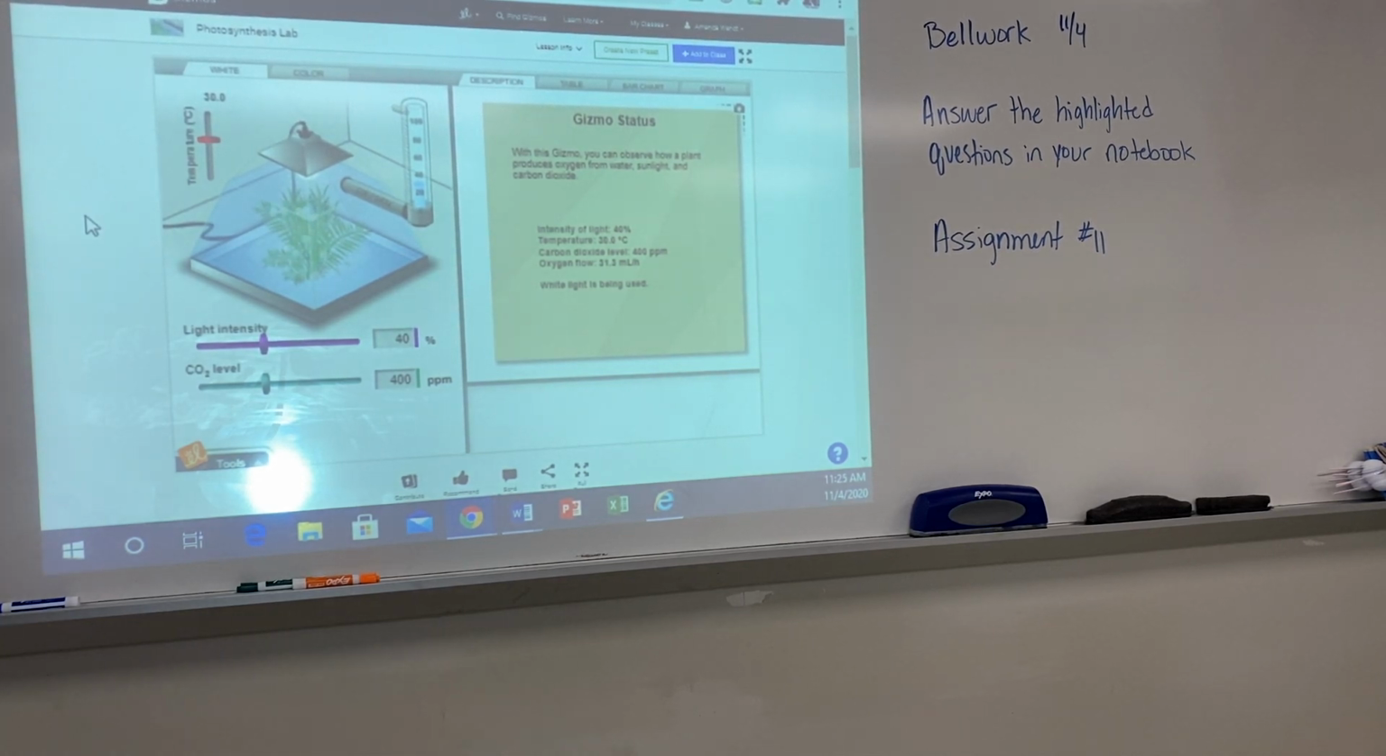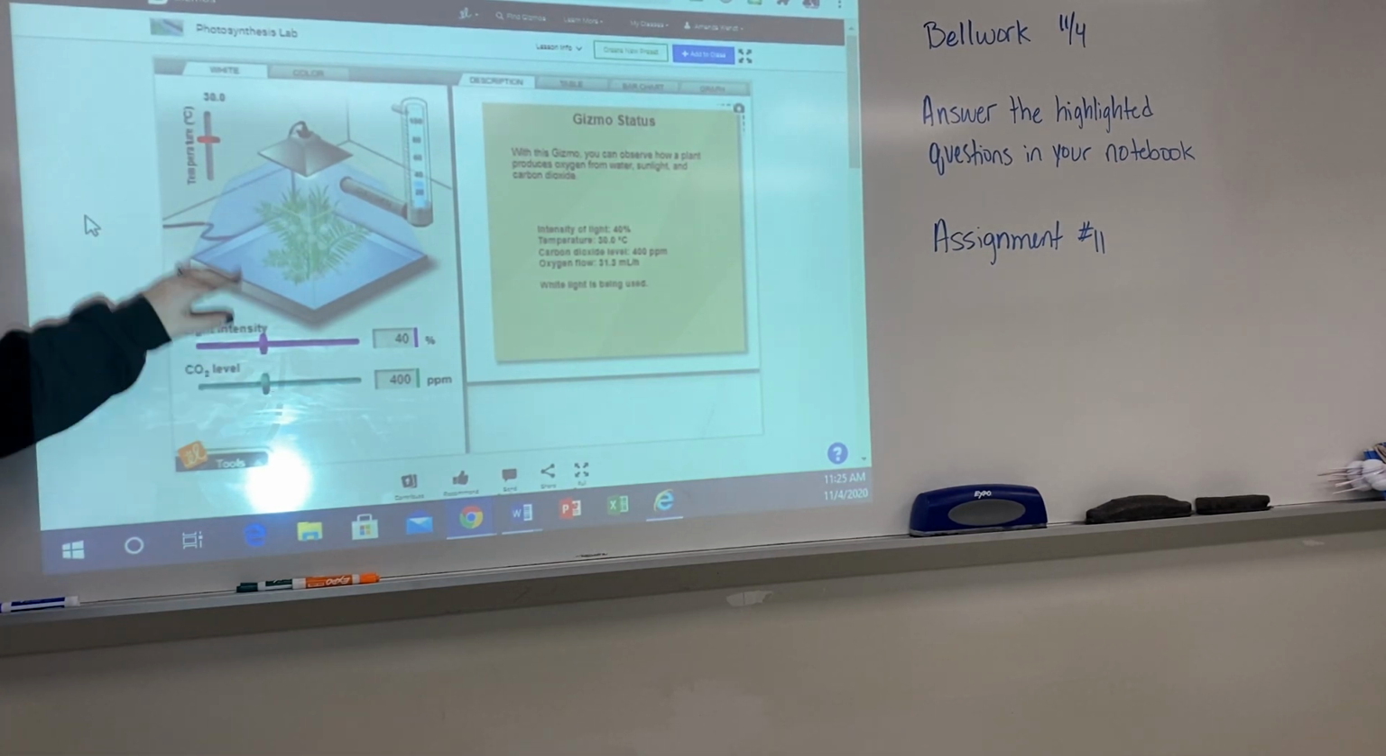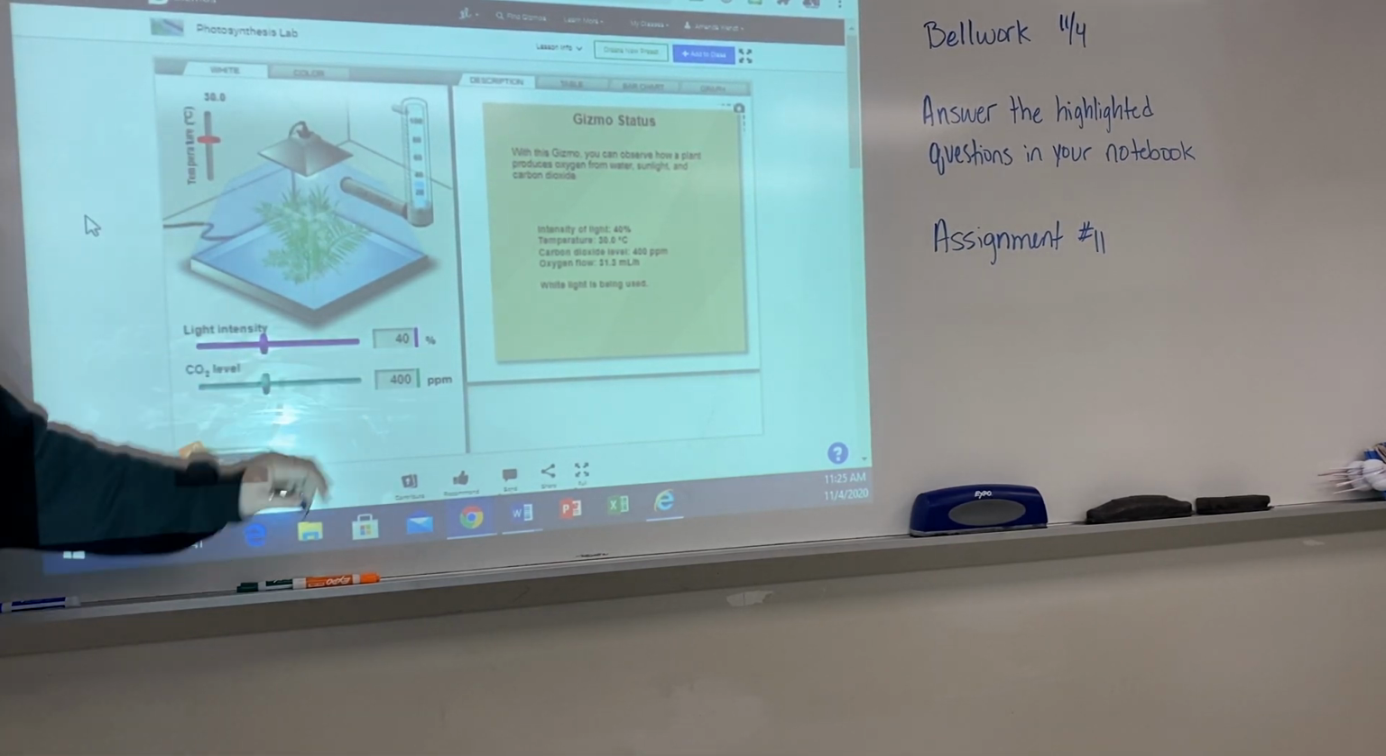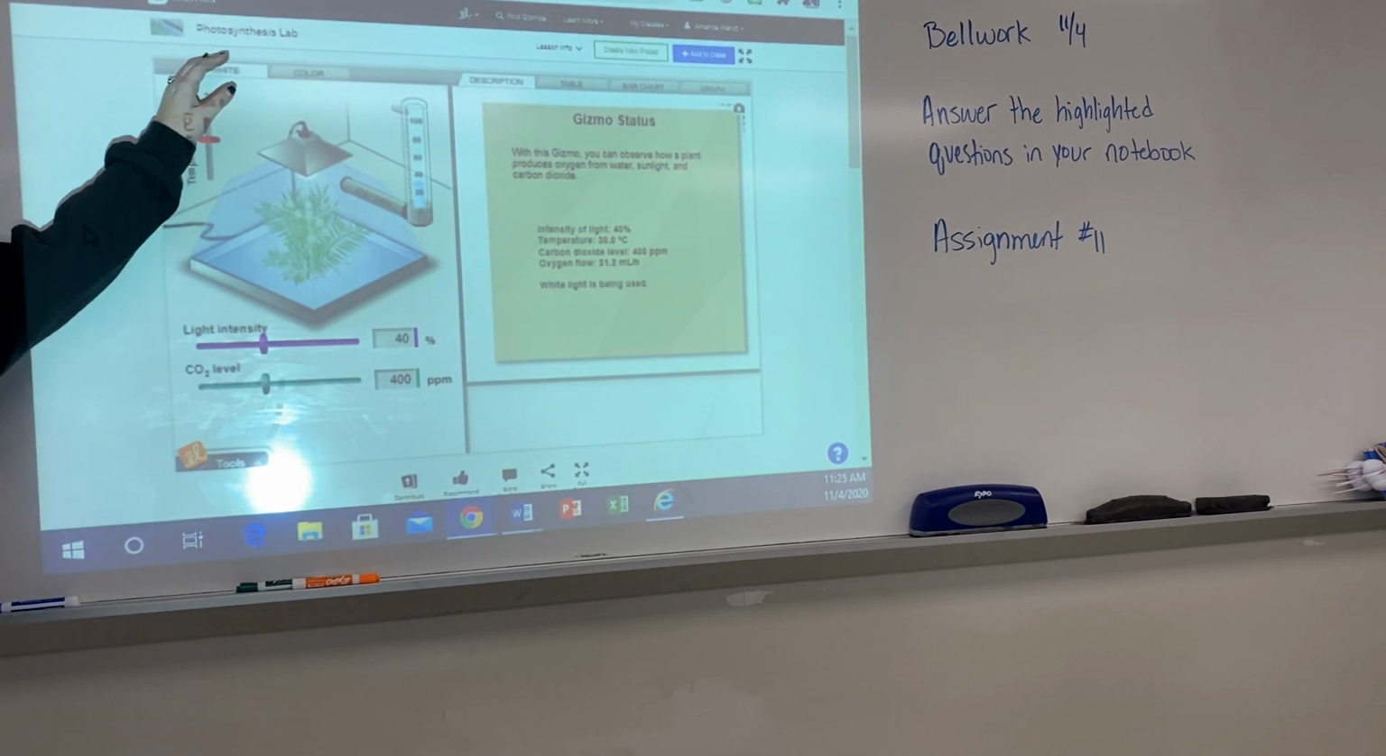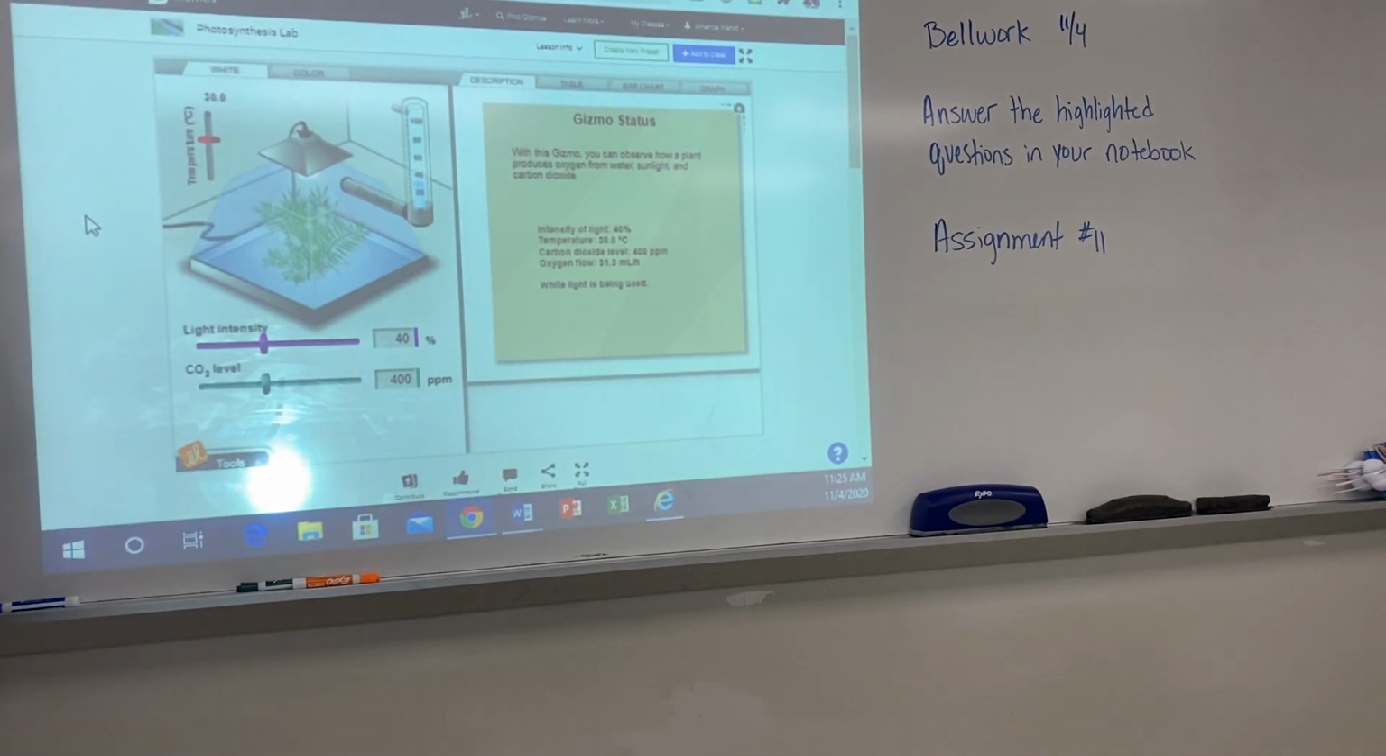So you're predicting what is happening if you take your three indicators all the way up, and then you are predicting what's going to happen if you take them away. So two predictions you should be writing down right now. What's going to happen if you put those three things to the max? And then what's going to happen if you take those three things away?